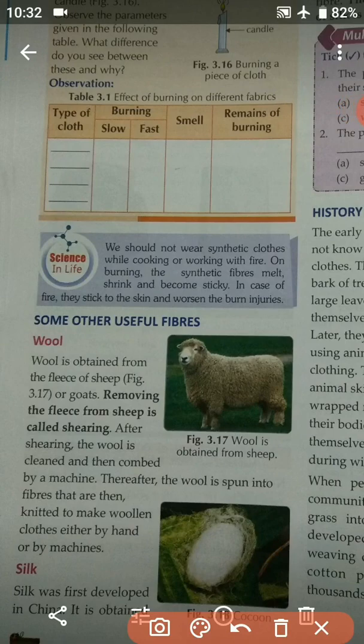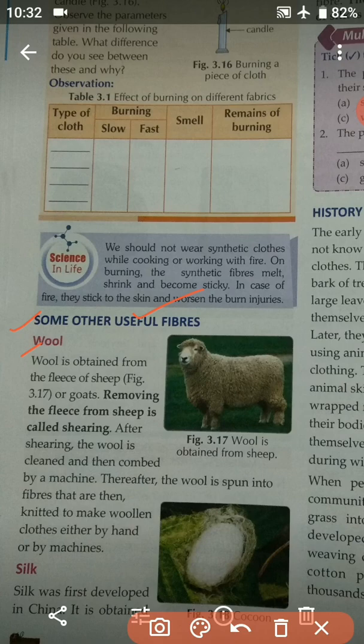So students, today we are going to start with a new topic, that is some other useful fibers. We are going to understand about different useful fibers. The first one is wool. Wool is obtained from the fleece of sheep or goat.